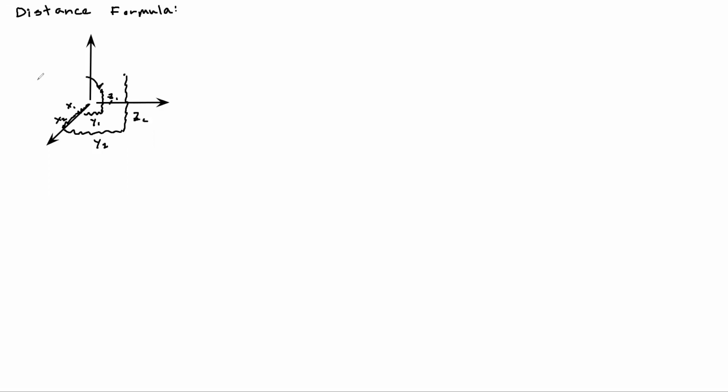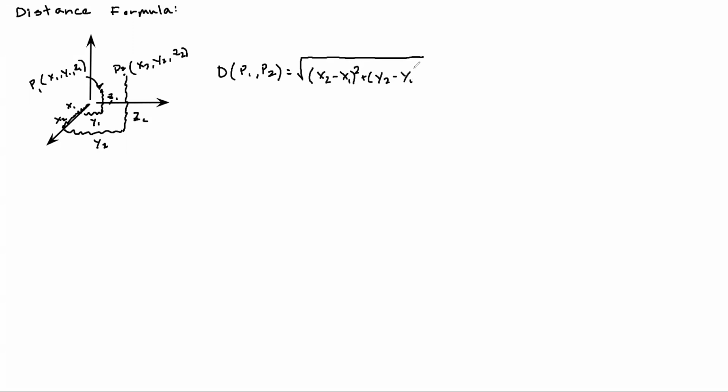All right, so this point is x1, y1, z1. Here we have, and we'll call that p1. And here we have x2, y2, z2, and we'll call that p2. So the distance formula between p1 and p2 is equal to the square root of x2 minus x1 squared plus y2 minus y1 squared plus z2 minus z1 squared.